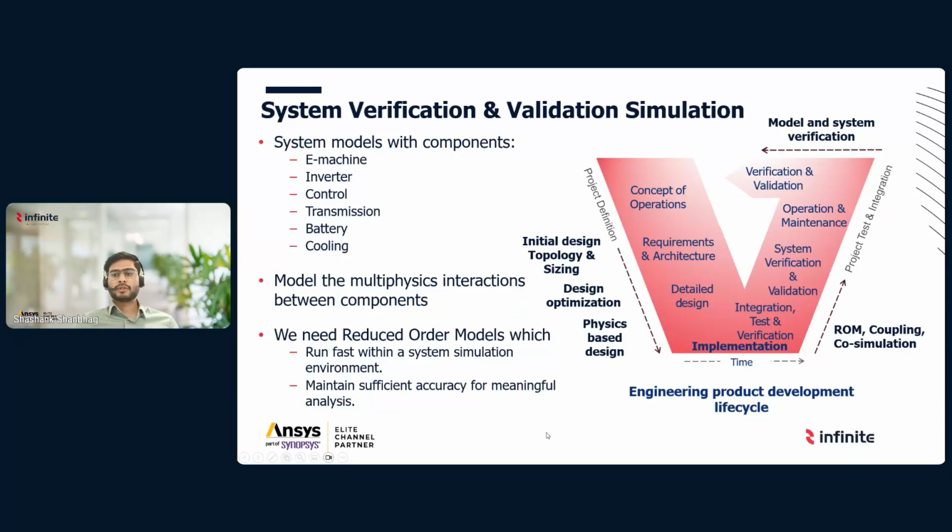From a product development cycle perspective, you can see on the left side of this chart that we start from some initial design topology, design optimization, and then we go on to detailed physics-based design. Then we move on to the right side, where we look at how this integrates into a larger system, checking at the system level whether we are still meeting the requirements, and performing other tests to validate and verify the overall performance.